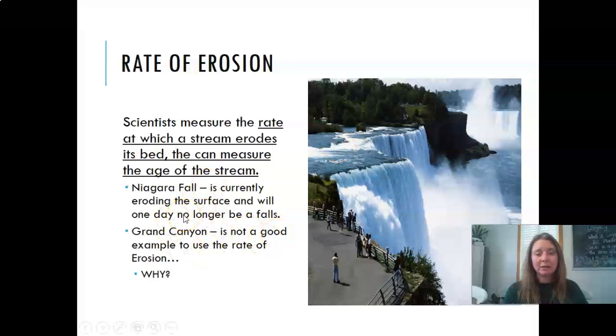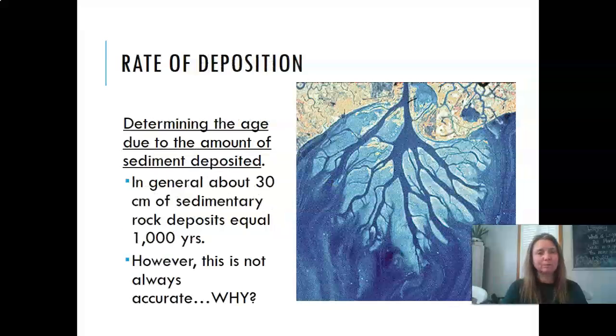The Grand Canyon is not a good example of erosional because of the sediments that are there and how easily they can be eroded away, and then they're deposited way far out. So we can't actually measure it as nicely as we can with Niagara Falls.